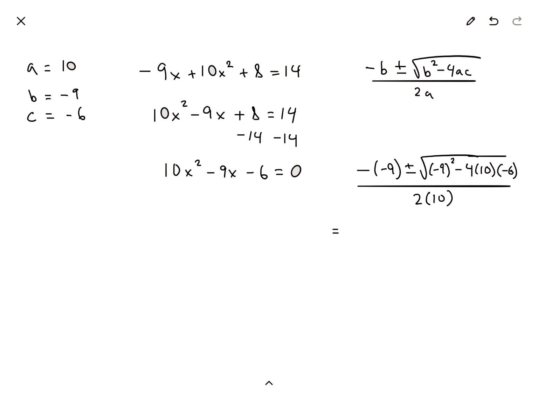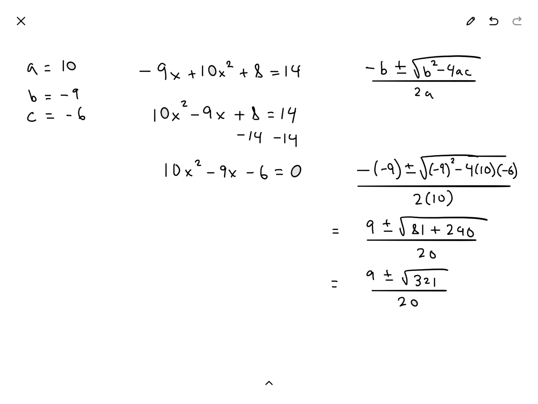Let's see. So two negatives up here make a positive, so positive 9 plus or minus the square root of 81, so plus, let's see, 4 times 10 is 40, and then 40 times 6 is 240, over 20. And then I'm going to add 81 and 240. I'm going to get 321. So that's equal to 9 plus or minus the square root of 321 over 20.